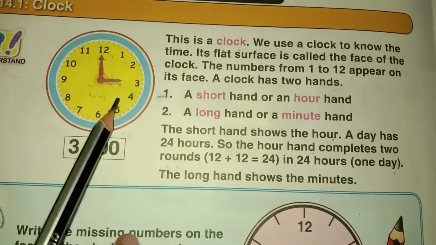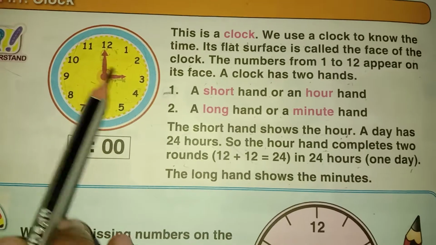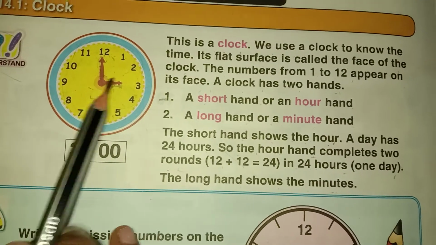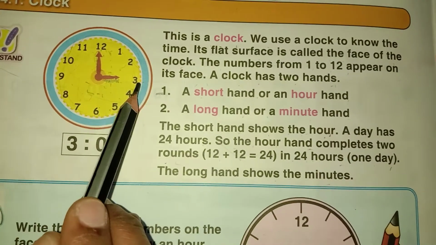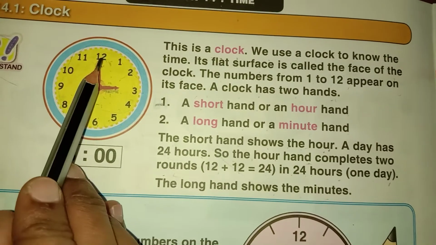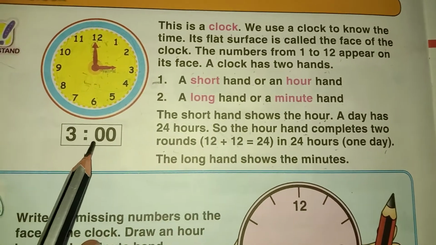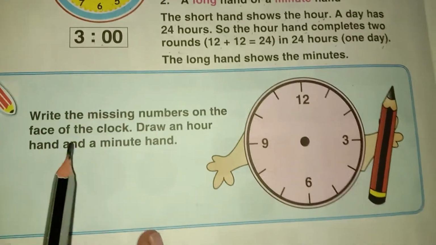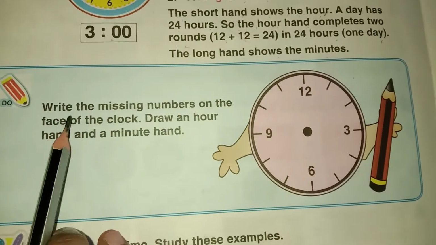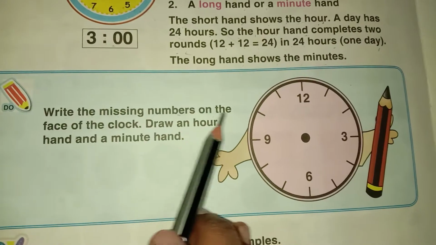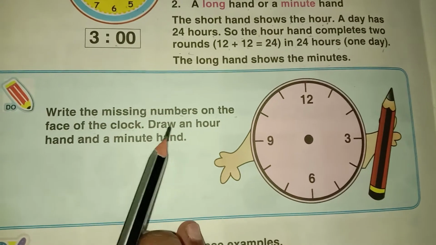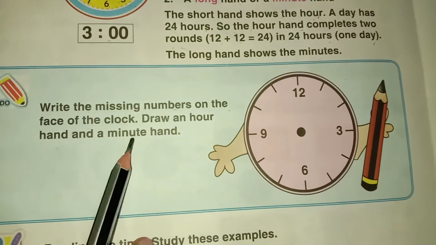And this present clock is showing the time 3. See here, the hour hand is pointing at the number 3 and the minute hand is pointing at 12, and the time is 3 o'clock. Understand? See here, they give an activity. Write the missing numbers on the face of the clock. Draw an hour hand and a minute hand.